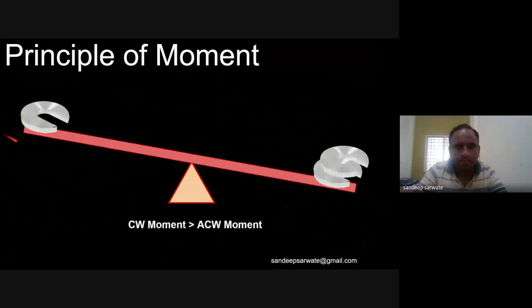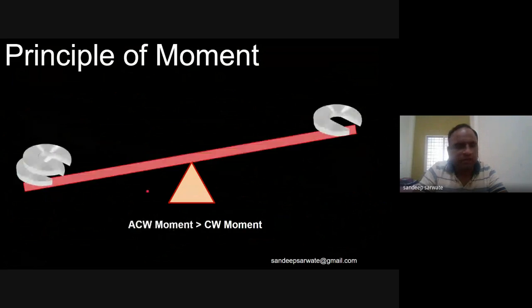So in this particular picture, you can see that there is more weight put on the right hand side as compared to the left hand side. Therefore, this clockwise moment would be greater than the anti-clockwise moment. On the other hand, in this picture, more weight is kept on the left hand side as compared to the right hand side. Therefore, anti-clockwise moment is greater than the clockwise moment.